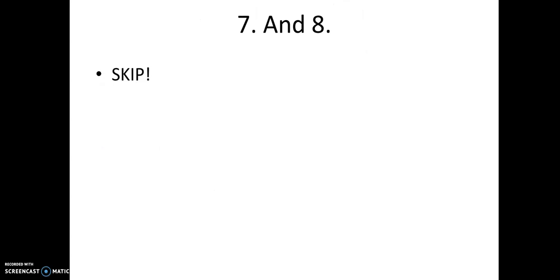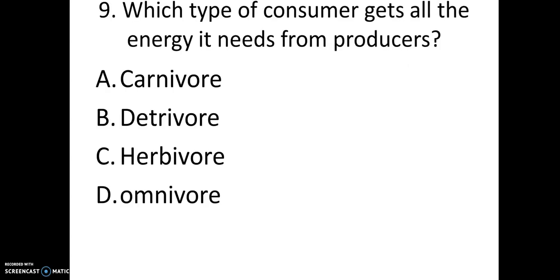Question 7 and 8, we are going to skip. Remember, we didn't cover the whole chapter. We covered the first part of section 3, but not the second part, because it was stuff we had already covered, so I thought it was redundant to cover it again.